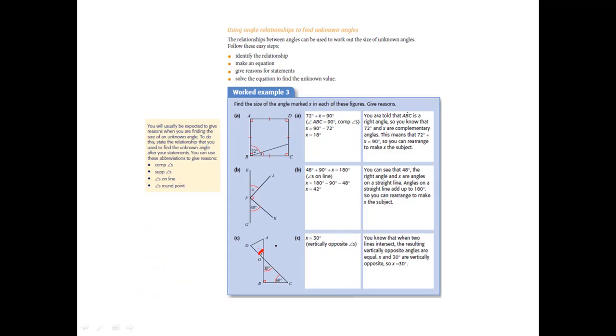You know that when two lines intersect, the resulting vertically opposite angles are equal. So x and 30 are equal. And this side of the straight line is 180 degrees minus x, and this side also must be 180 minus x.